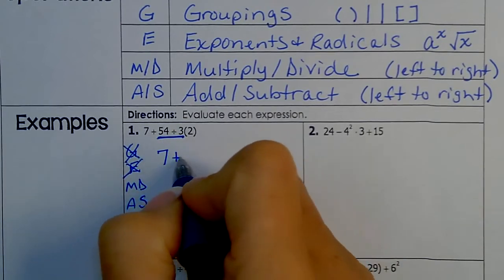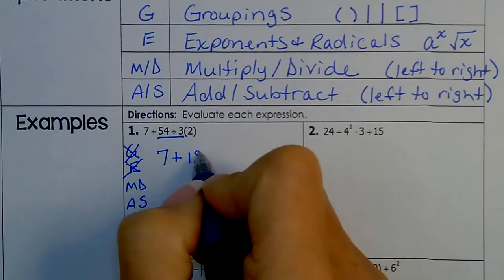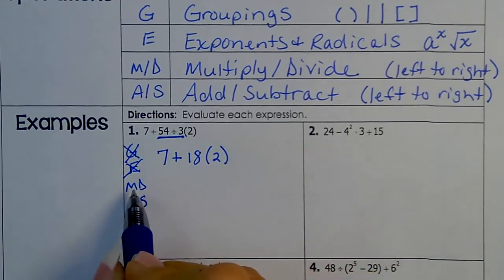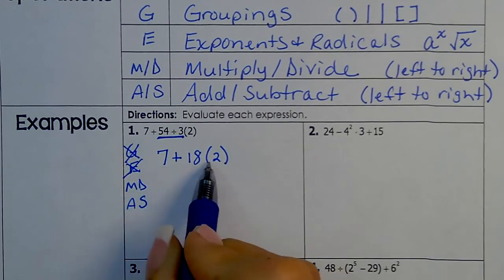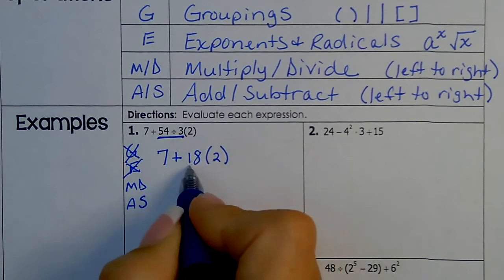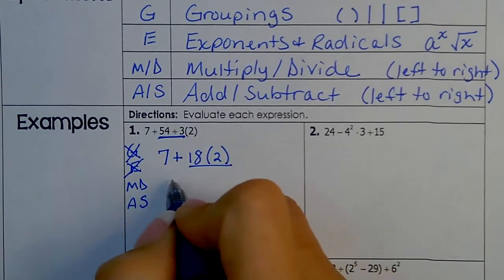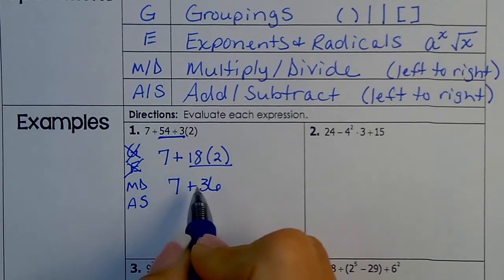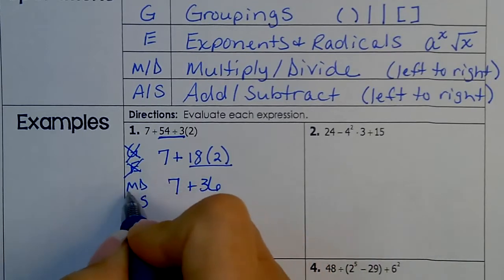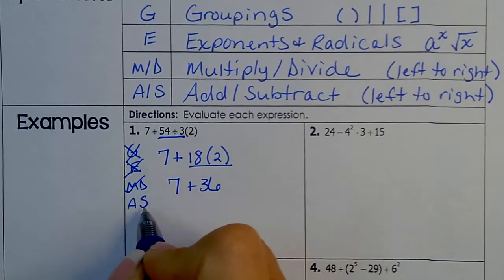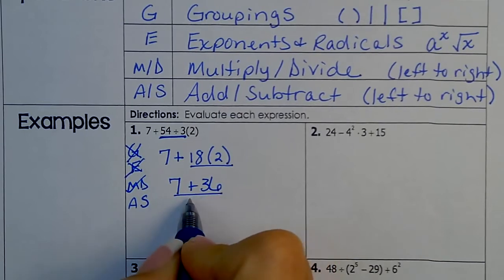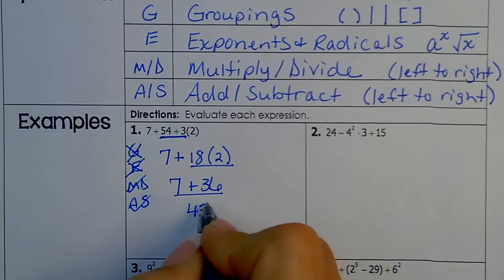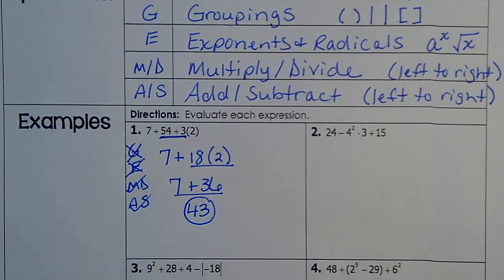So 54 divided by 3 is 18. I'm still on multiply or divide because now I see that I need to multiply 18 and 2. All right, now I am done with multiply, divide, and I'm on add or subtract. And 7 plus 36 is 43, and that's my final answer.